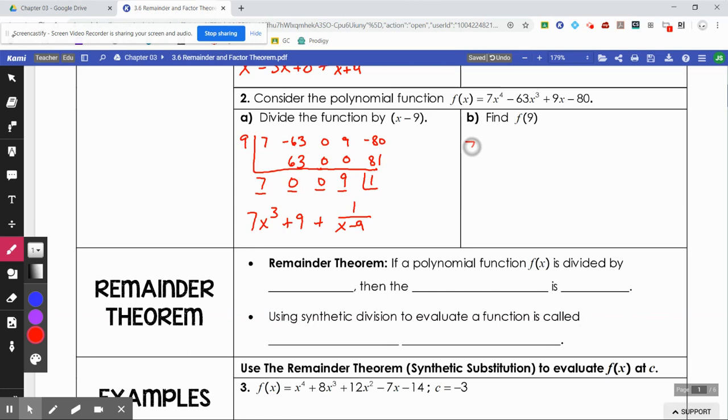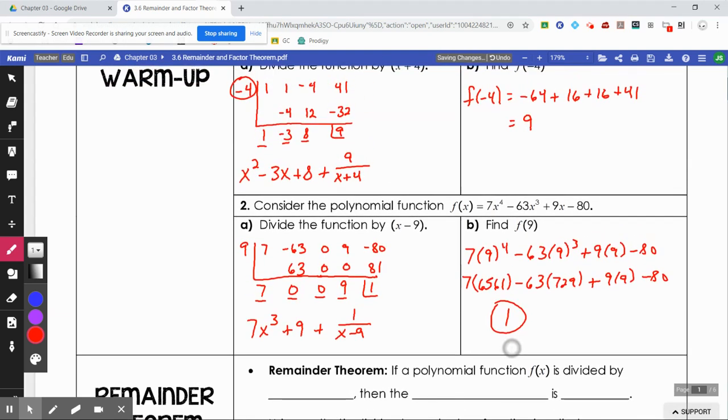F of 9 is equal to 7 times 9 to the fourth. We'll go ahead and plug this in. Minus 63 times 9 to the third. This will take a little while. Plus 9 times 9 minus 80. We do have to raise our 9s to exponents. So we have now 7 times 6,561, minus 63 times 9 to the third, which would be 729, plus 9 times 9, and you could actually go ahead and do that, minus 80. Clean all that up, and you actually get 1.